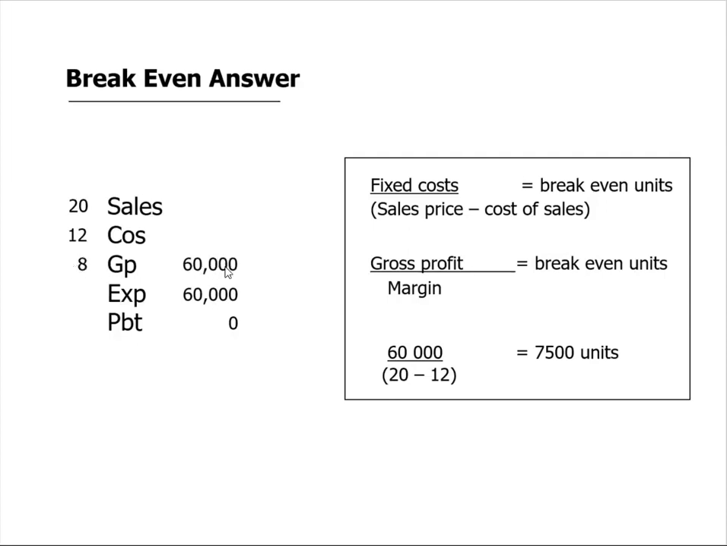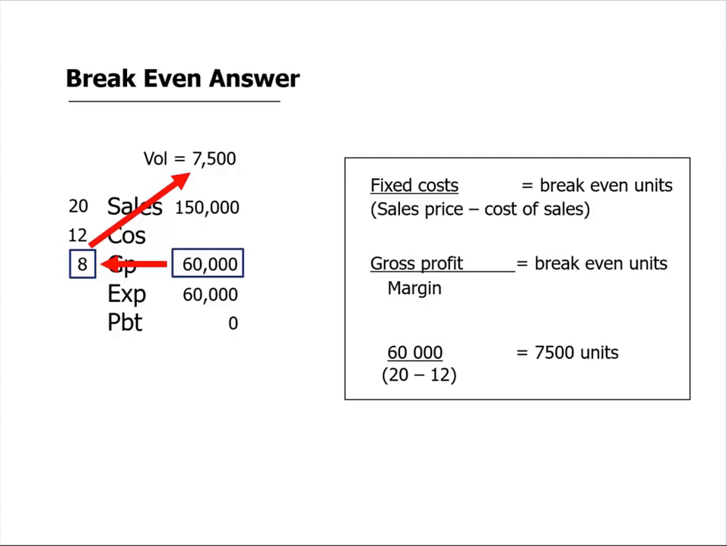So here's the gross profit in rands, here's the gross profit margin, and what I'm doing is I'm taking the 60,000 and the 8 and I'm dividing the one by the other, and what that gives us is a volume of 7,500 units that need to be manufactured in order to break even. Now once I've got the volume of sales, I can then say, well, if I sell 7,500 units at a selling price of 20 Rand, that's going to give me sales of 150,000. I've just multiplied those two variables together.